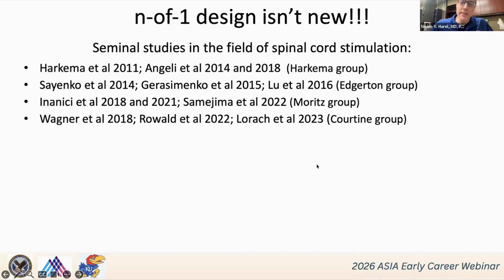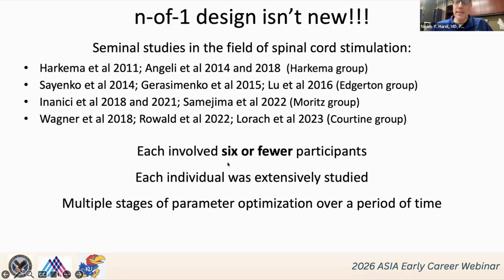Many of you are probably familiar with many of these papers, from the biggest groups out there in transcutaneous and epidural spinal cord stimulation. These are all done in 6 or fewer participants. Most of these were done in significantly fewer than 6. Each participant is studied extensively, and that takes a long period of time, but they were able to go through multiple stages of parameter tweaking and parameter optimization over a period of time.